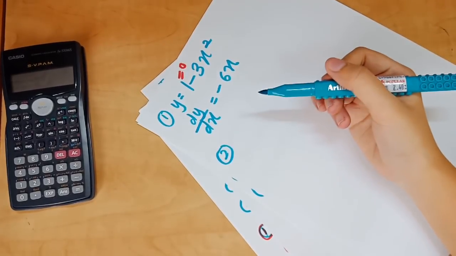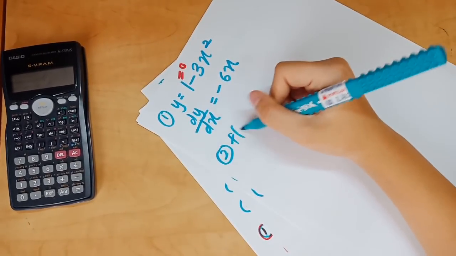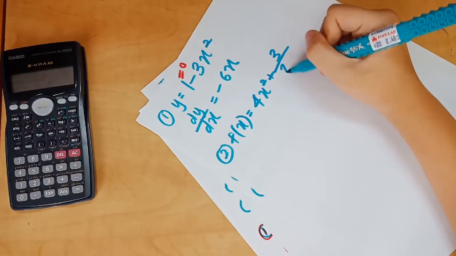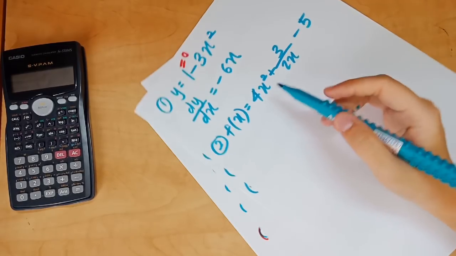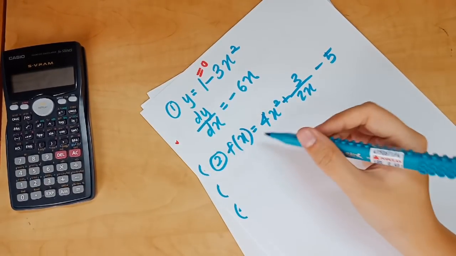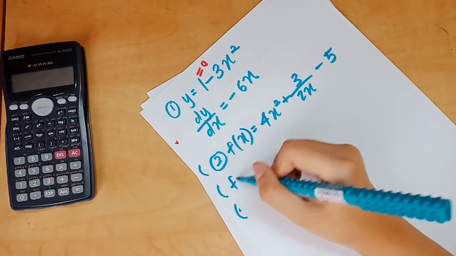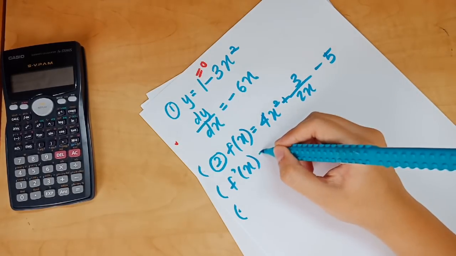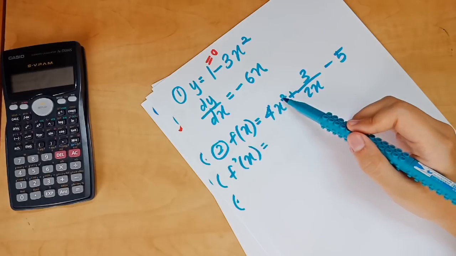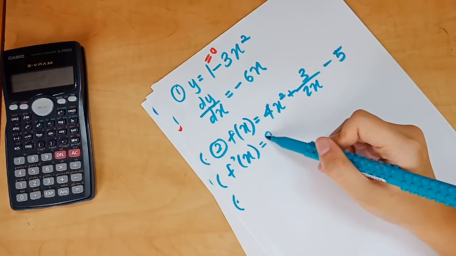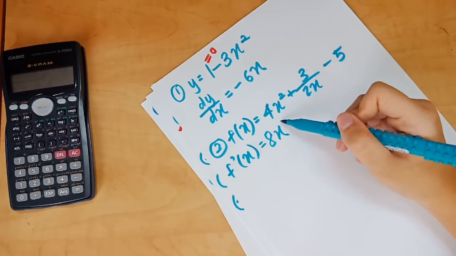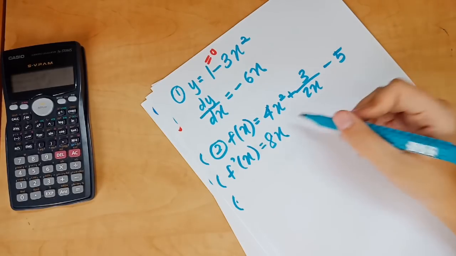Second example, they can also ask you to differentiate in the form of f(x). So maybe you have f(x) equals 4x squared plus 3 over 2x minus 5. So you have to differentiate these terms one by one. Okay, so once you differentiate, it is not dy dx anymore. This is f prime x. So you write down f prime x equals, and you differentiate term by term. The first one, multiply the power by the number in front, so you get 8x. Because you have to minus the power by 1, so 2 minus 1 equals 1, so you don't need to write it here. It's just x.